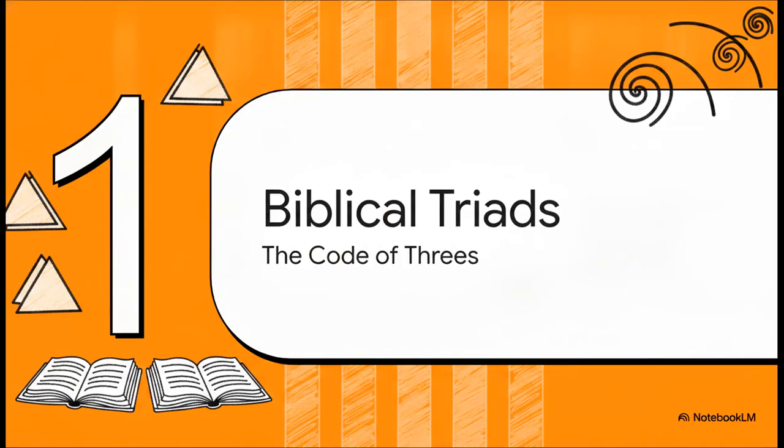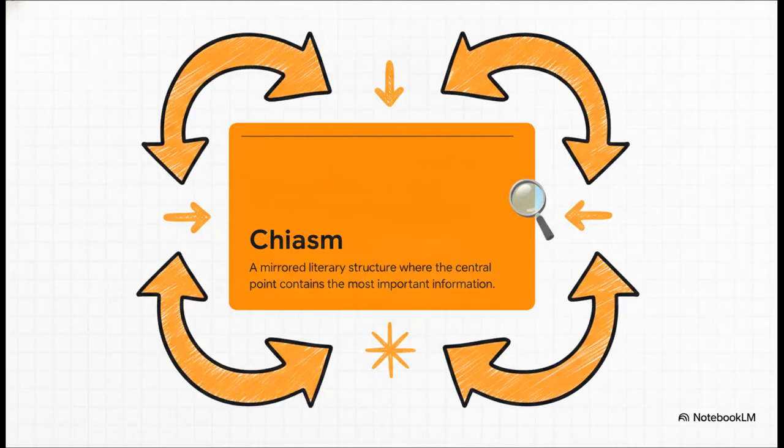All right, let's jump straight into Section 1, Biblical Triads and Patterns, the Code of Threes. You know, to actually grasp the end of the book, we've got to go back to the beginning. So we're starting our code breaking with the absolute foundational cipher of the Bible, which is the literary use of threes. But before we decode Revelation itself, let's quickly define our terms.